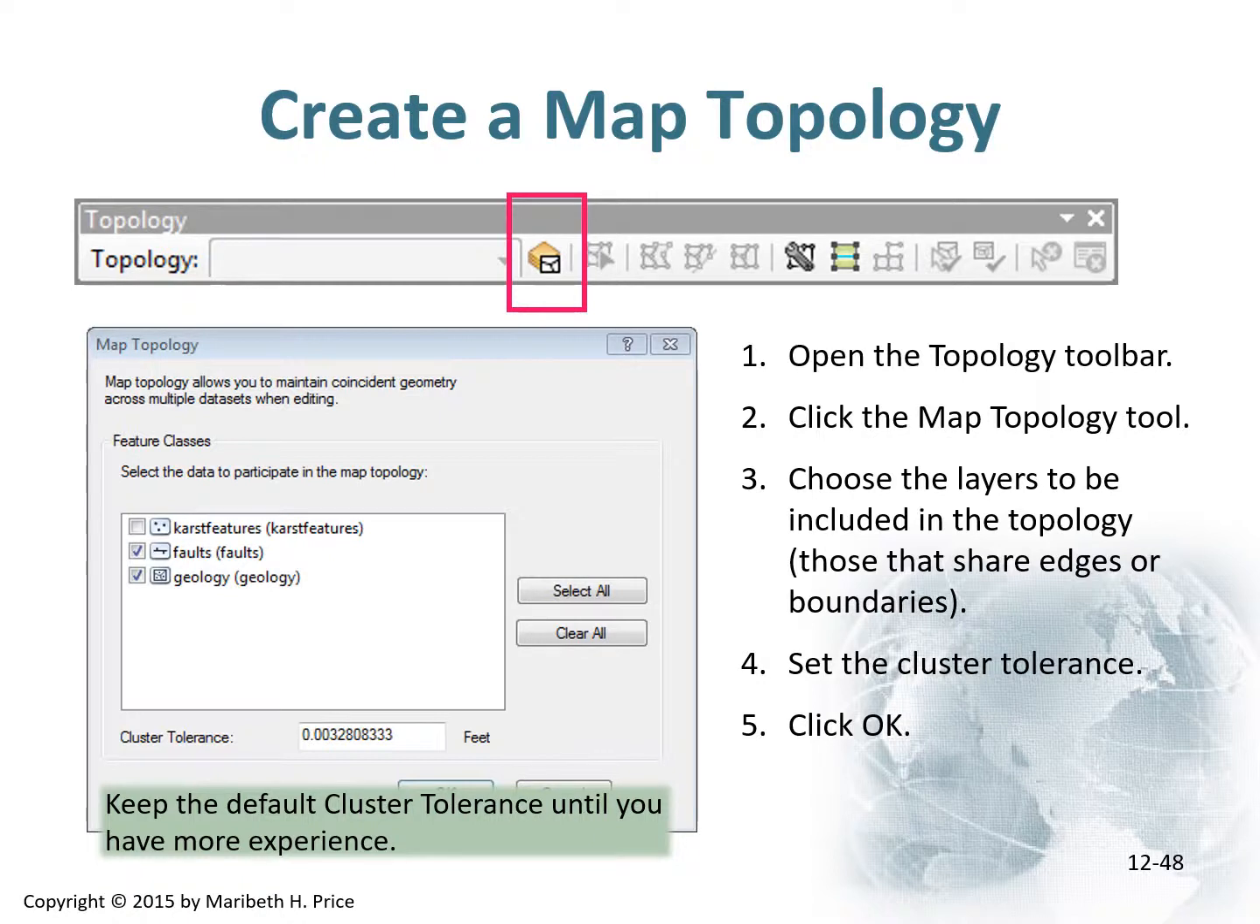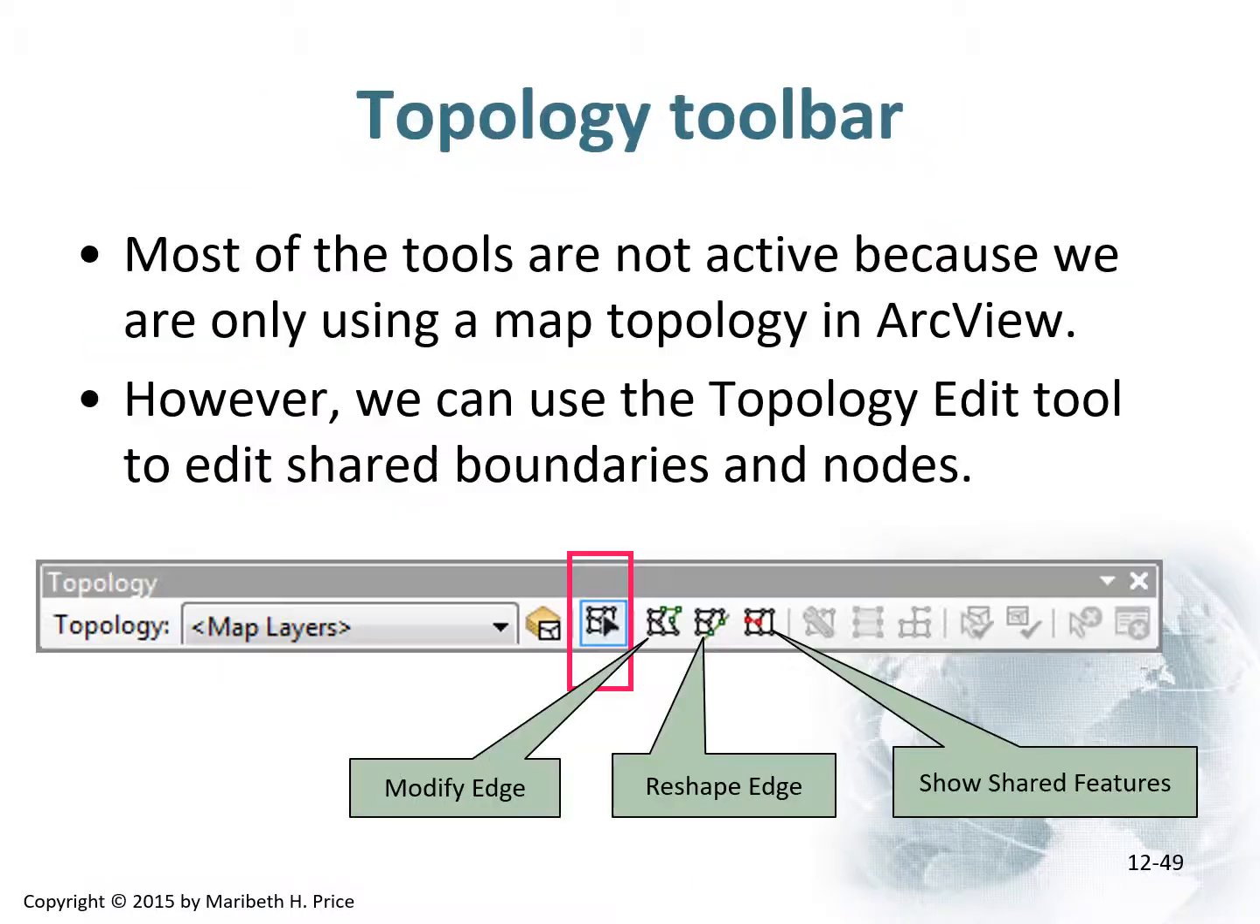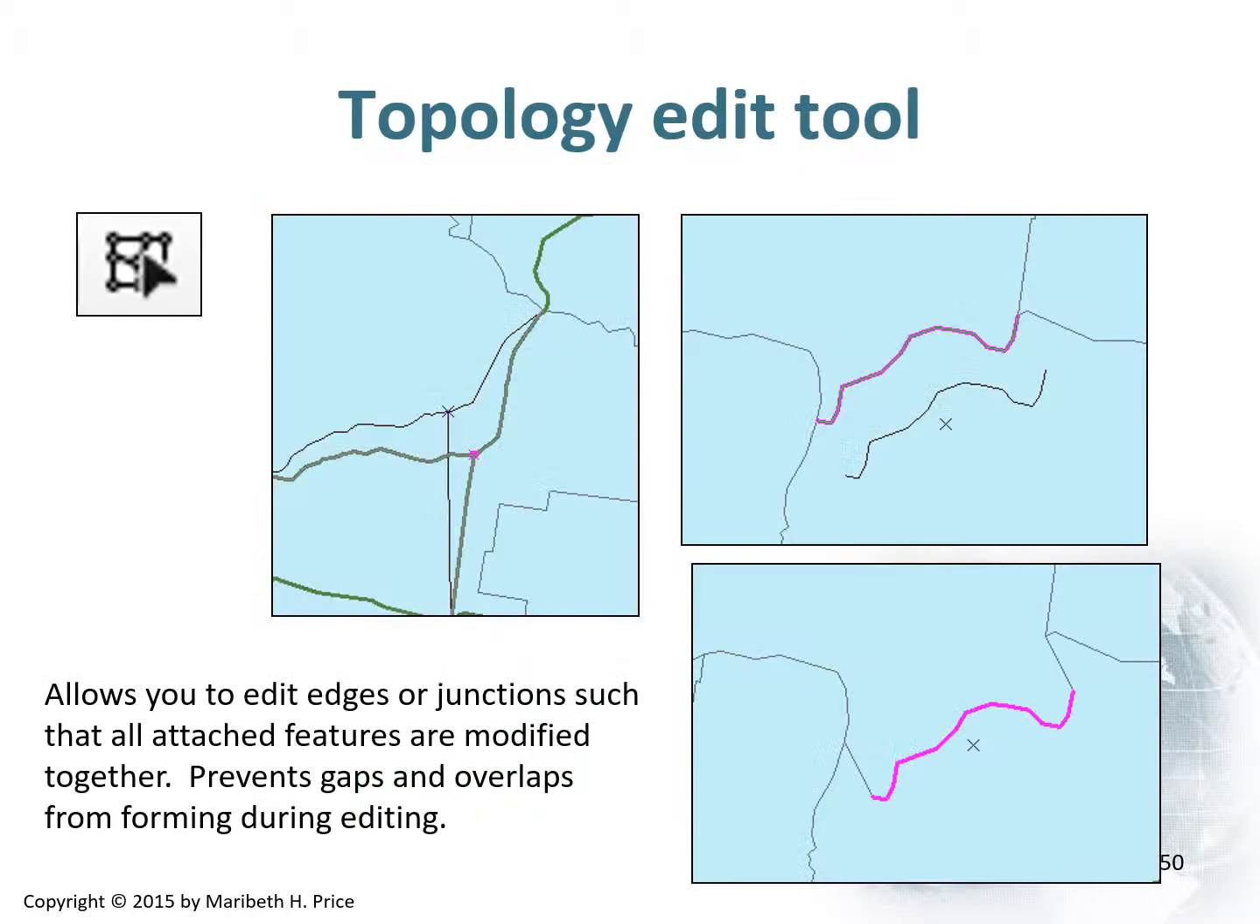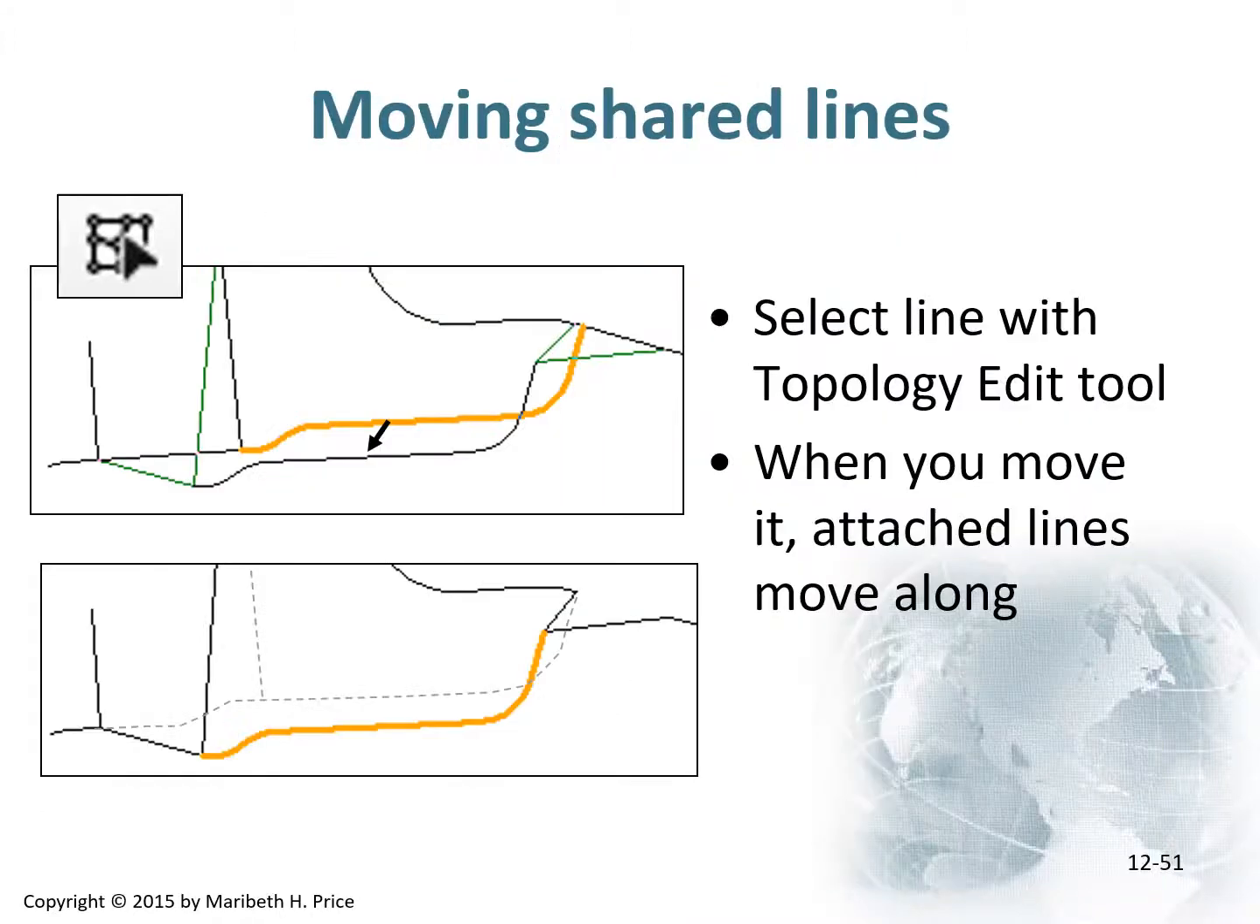Open the topology toolbar, the map topology tool, choose the layers that you want to work with, and set the tolerances that you need, and everything will work. You can modify edges and reshape and show shared features. These are all different kinds of tools. Going in and editing the topology, again, it's pretty easy.